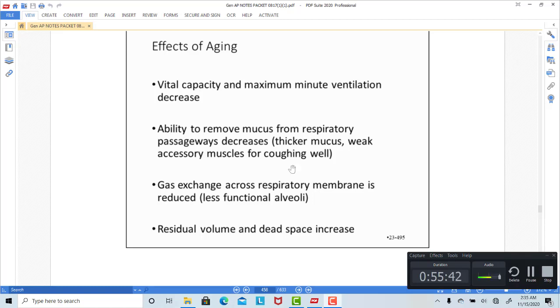And that's a big reason why the elderly pass away from influenza and COVID and pneumonia, because they simply can't clear their airways because they have weak respiratory muscles.